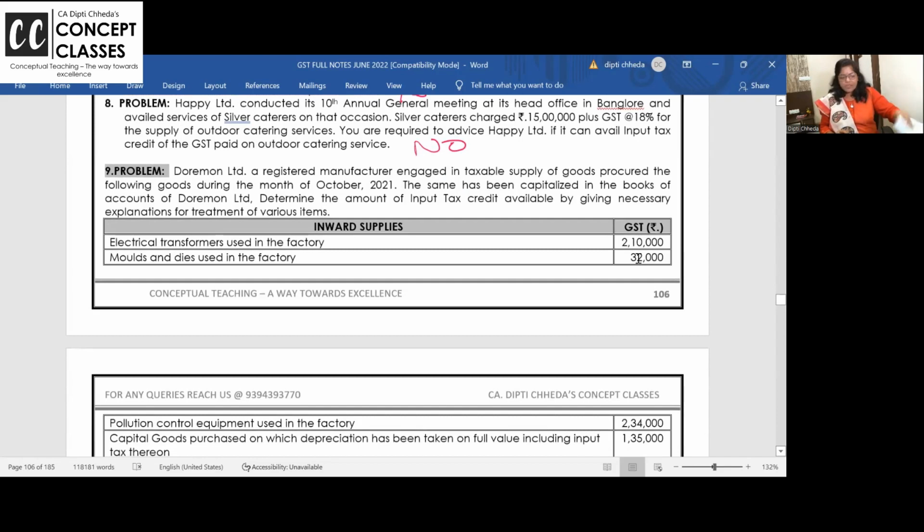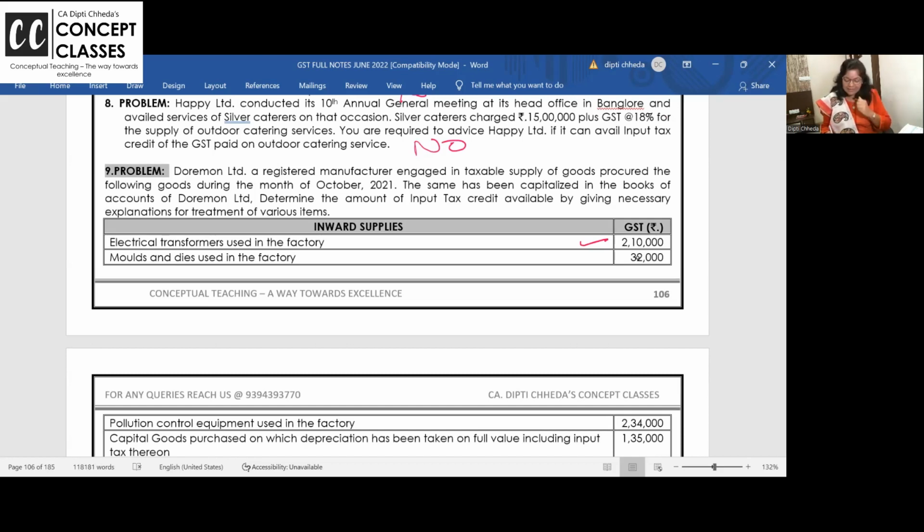Let us solve this question now. Question number 9. These are all very simple and very scoring topics on which ITC is allowed. So, Doraemon Limited is a registered manufacturer and the same is capitalized in the books. Determine the ITC. Kitna ITC milega? Electrical transformers which are used in the factory. Yes. On capital goods, ITC is allowed.